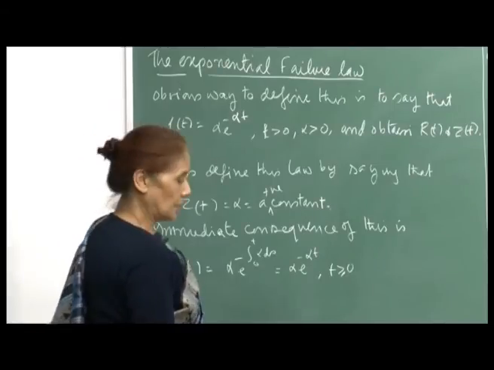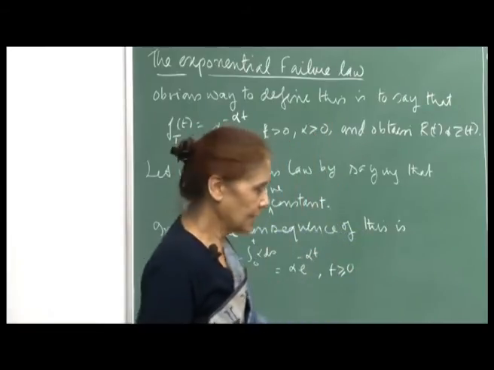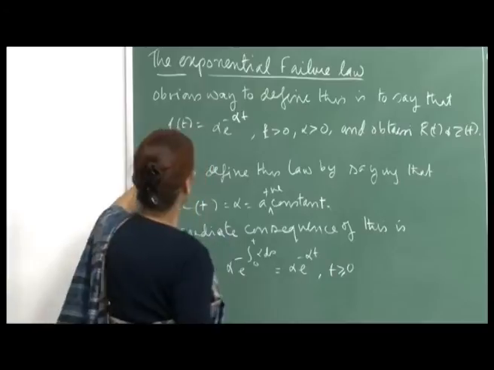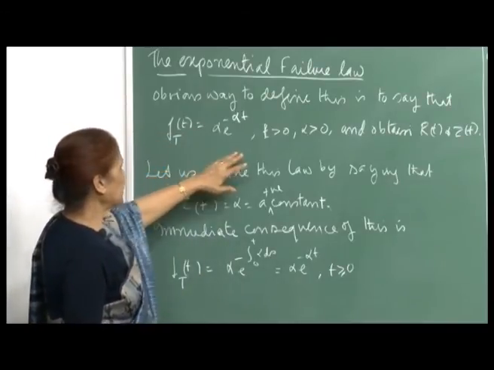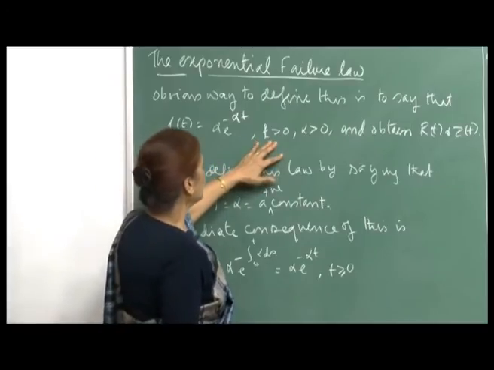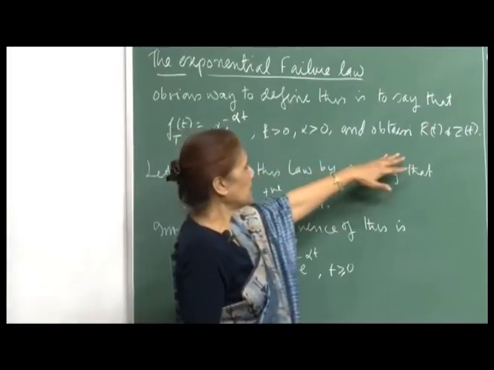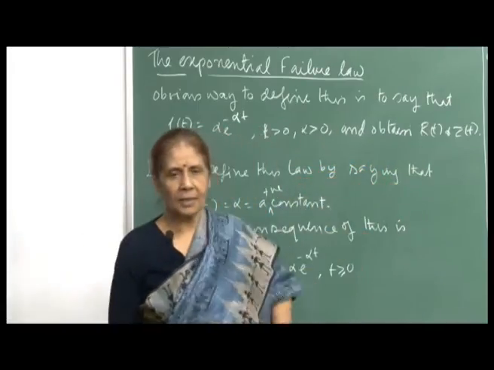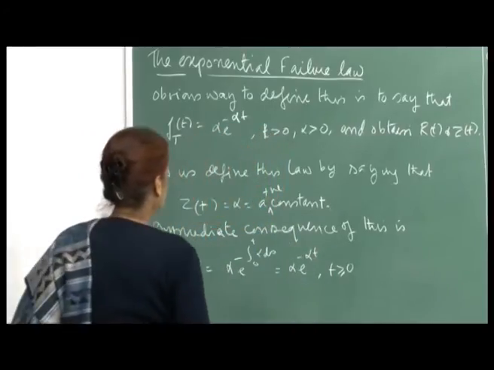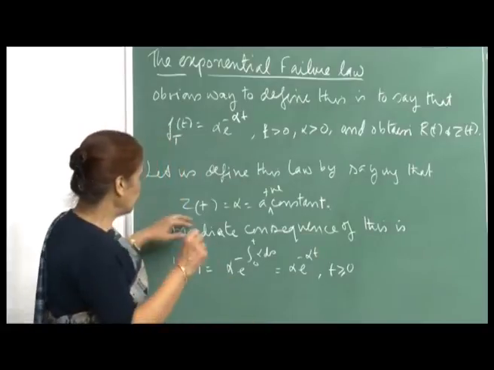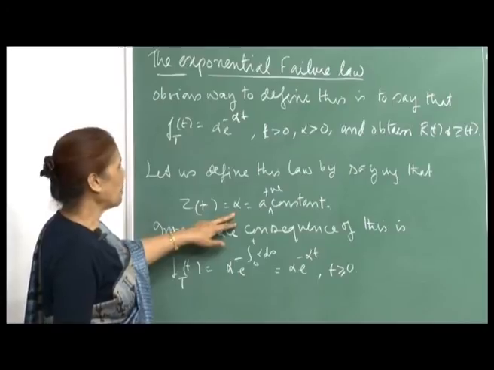Now, of course, the obvious way to define the exponential failure law would be by defining the PDF. So, we say that the PDF of t is alpha e raised to minus alpha t, where t takes positive values, and alpha is also some positive constant, right. And then we can obtain R t and Z t, but that does not really have that dramatic effect as when we say that the failure rate, that means Z t, is a constant, equal to alpha, right.